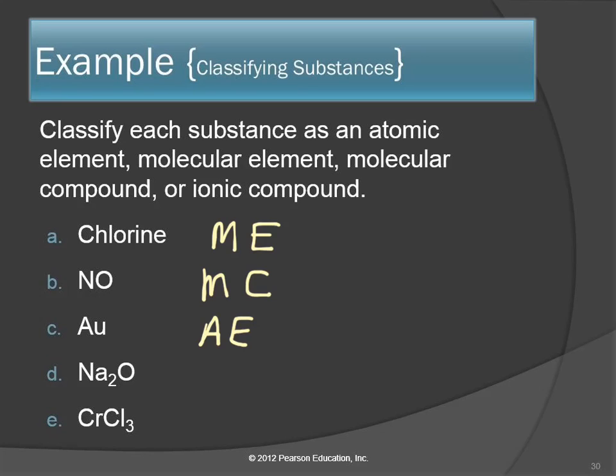Na2O, element or compound? Compound. There's two element symbols there. Ionic or molecular? Ionic, because the first one, sodium, is a metal. That tells us it's ionic. CrCl3, element or compound? Compound. Ionic or molecular? Ionic. We find chromium. Chromium's kind of in the middle of the periodic table there. It's a metal. Any questions? Being able to identify things like this is the first step in being able to name them.